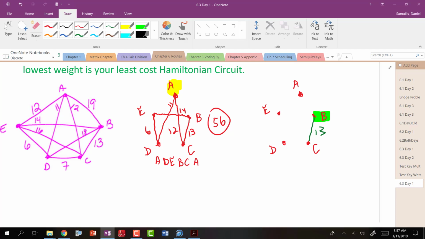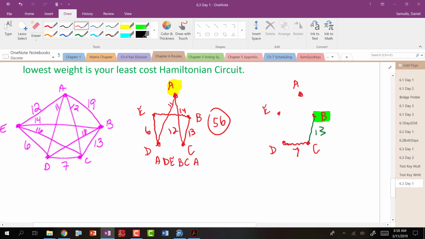What's the next smallest edge coming from C? Looking at this picture, I can go to D, E, or A. Those are my next possibilities. Which one should I go to, D, E, or A? It's D, because that one's 7. Don't worry about the change of colors. I'm not going back and forth up there in this crazy program.